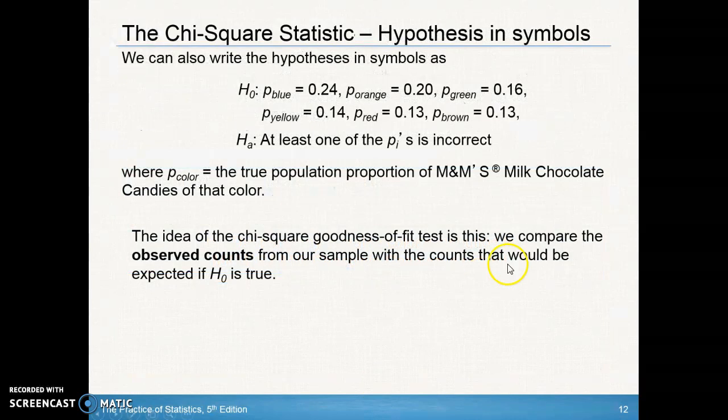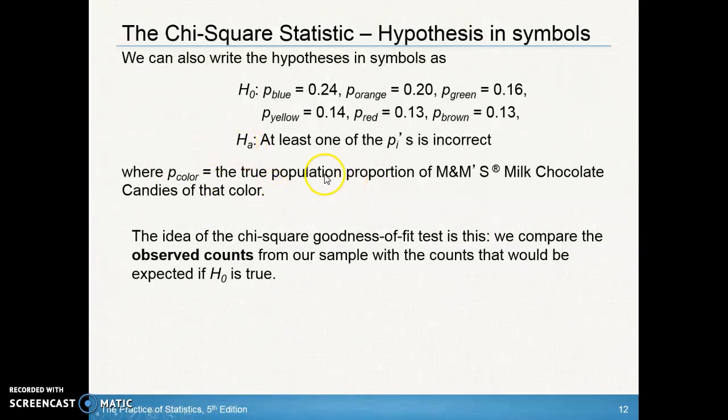Now you could also write it like this. This takes a little bit longer to write. You're writing out all of the probabilities or the proportions of each of the different colors. That is like saying that what the company stated is correct, and the alternative is just saying at least one of them is incorrect. And here you'd have to define what P of color means. It's the true population proportion of M&Ms, of candies of that color. So this just takes a little bit longer, so I suggest just writing that the distributions are the same, or what is expected. Make sure you're also writing that in context.